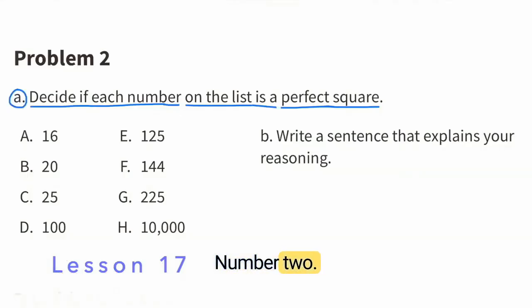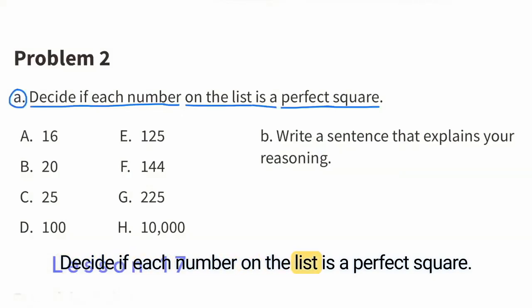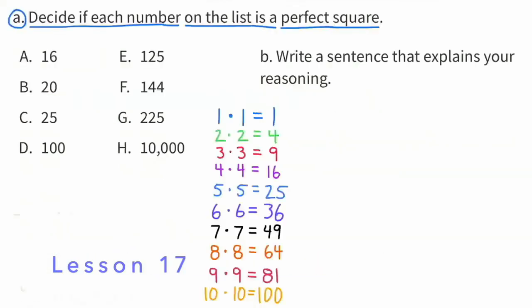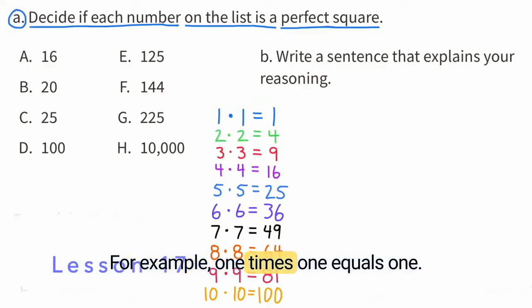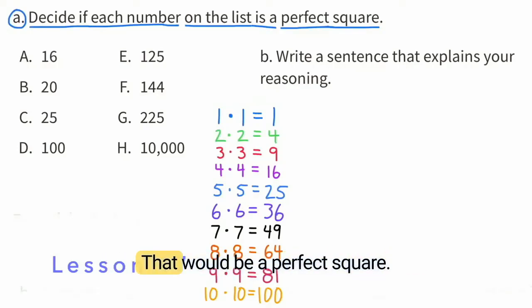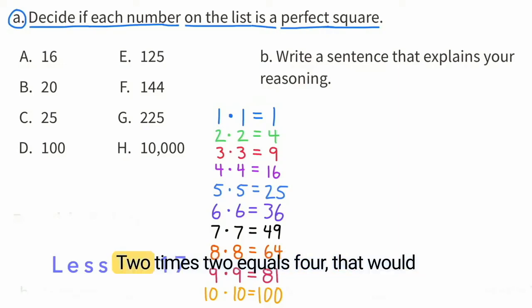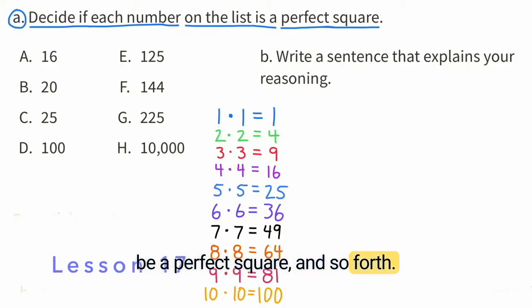Number 2. Decide if each number on the list is a perfect square. A perfect square is the product of a whole number multiplied by itself. For example, 1 times 1 equals 1. That would be a perfect square. 2 times 2 equals 4. That would be a perfect square, and so forth.